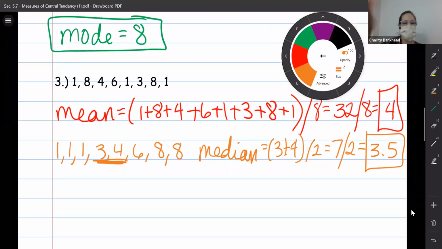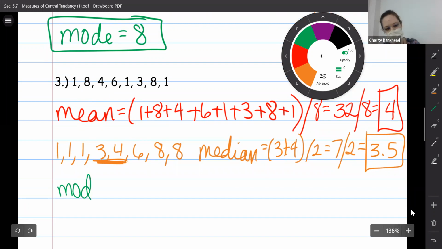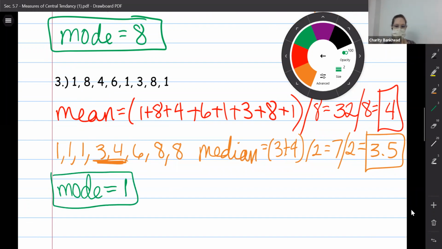And what about the mode for this problem? 1. It's just whichever one is repeated the most. It's not all of them that are repeated. Because 1 is repeated 3 times. So in other words, it has a frequency of 3. So 3 is the highest frequency. So if there was another number that also was repeated 3 times, then you could have 2 modes.